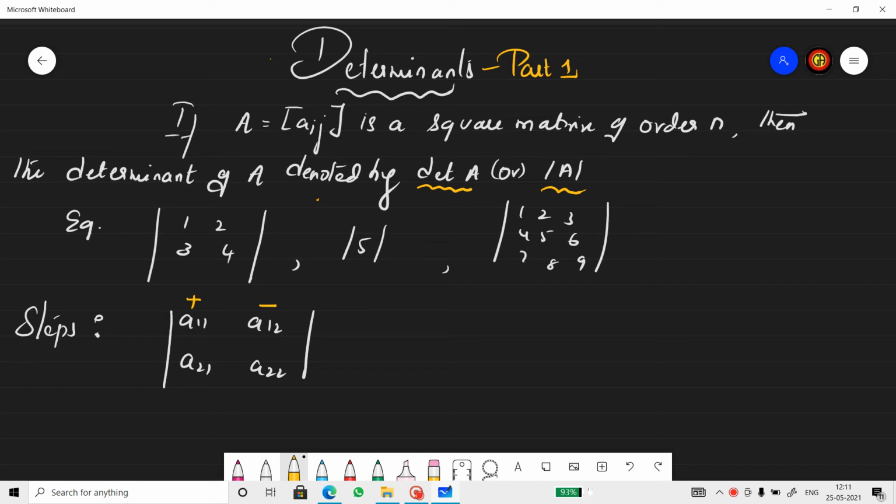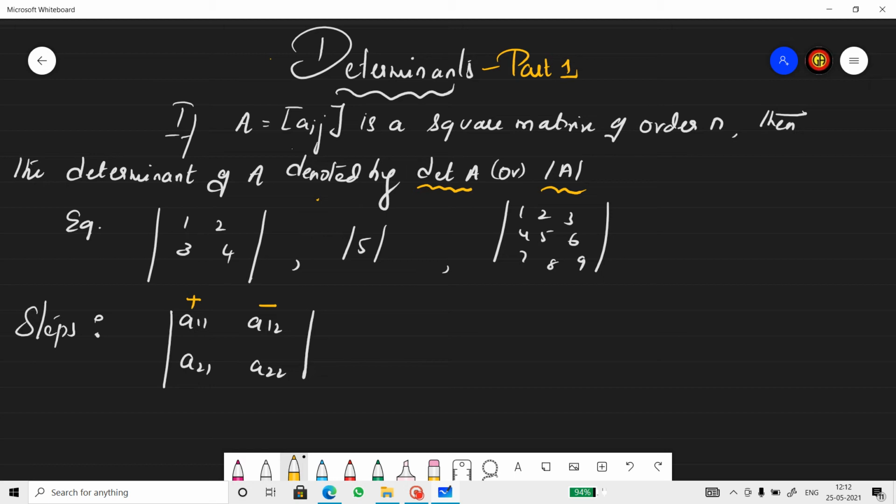Every square matrix can be associated to an expression or a number which is known as its determinant. So every square matrix has something called a determinant. That means determinant can be found only for a square matrix, a matrix which has an equal number of rows and equal number of columns. So this is the first point to be noted. Determinant is a value expressed for a given matrix and it can be found only if it is a square matrix.